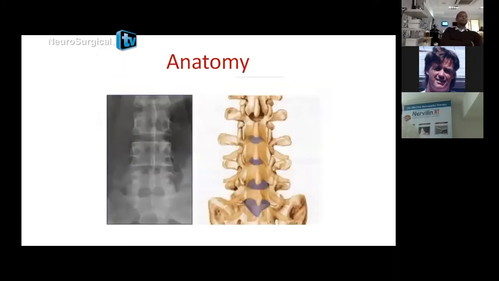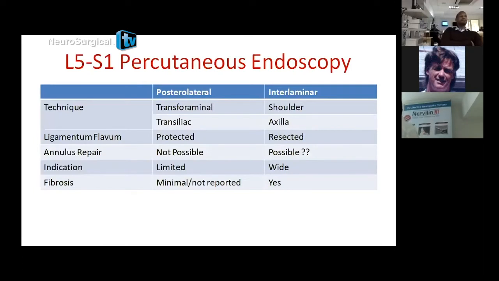I told about the anatomy. Actually, I didn't know that I was going to make a lecture about interlaminar, so I gathered all my data together. For the posterolateral transforaminal technique, it can be foraminoplasty, transiliac. The interlaminar technique can be used as a shoulder or axilla approach.